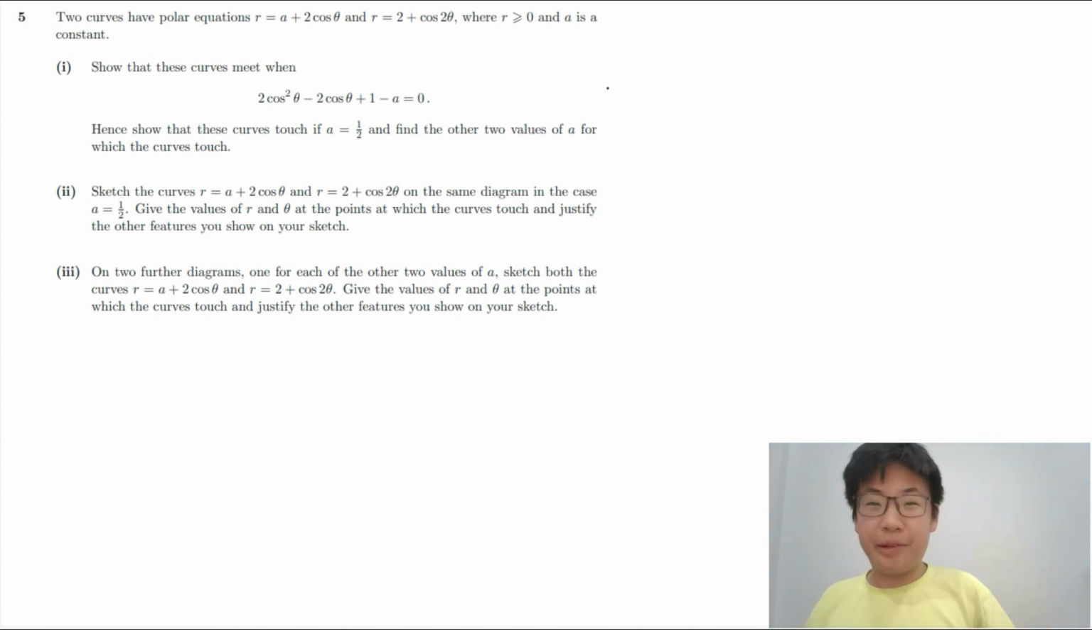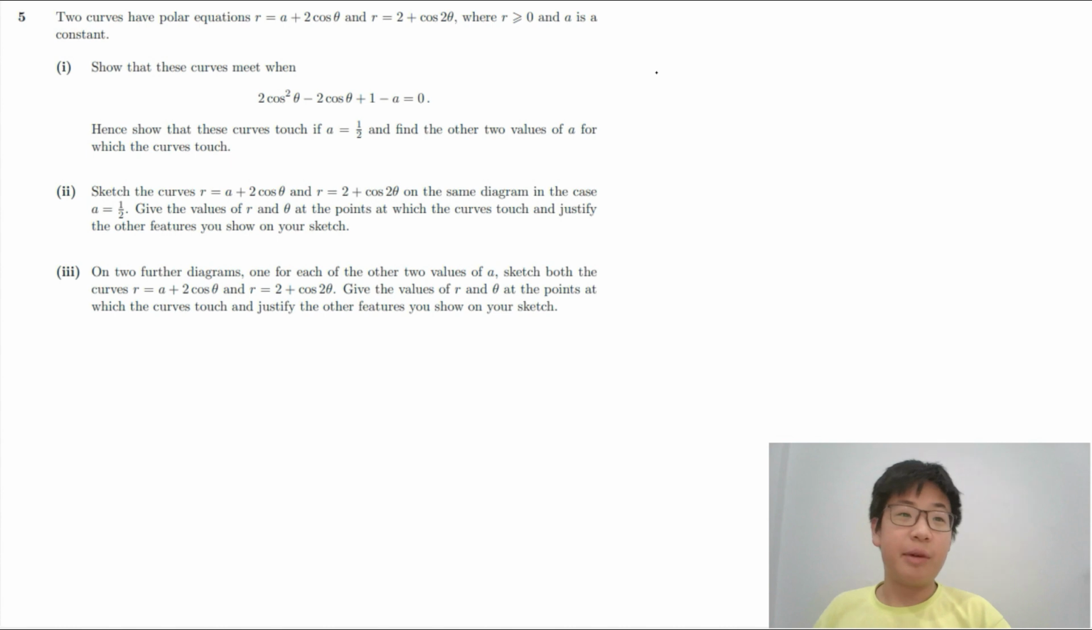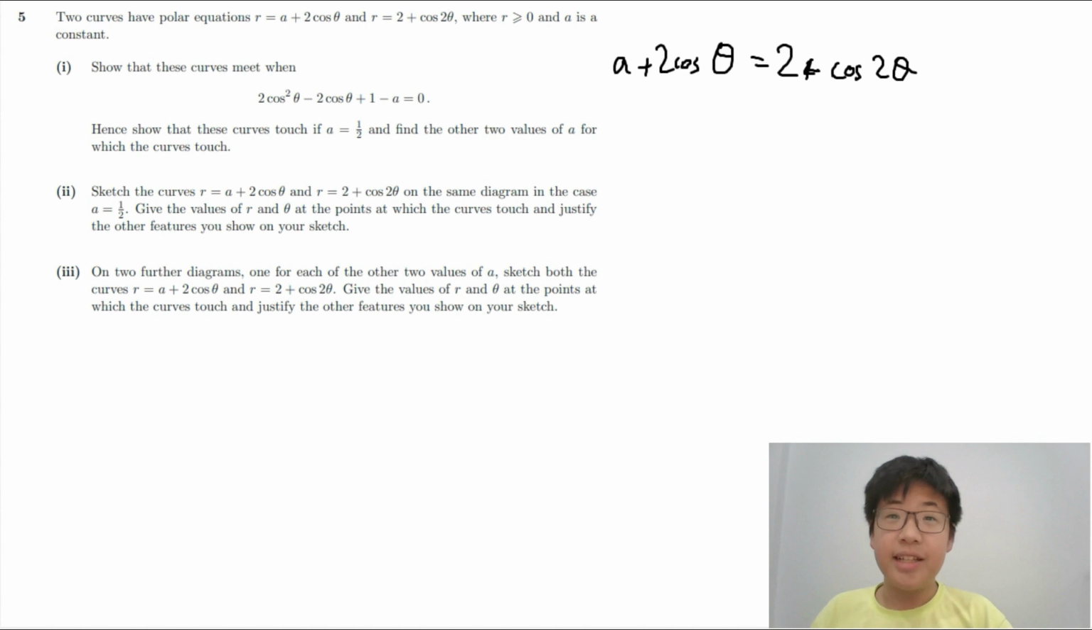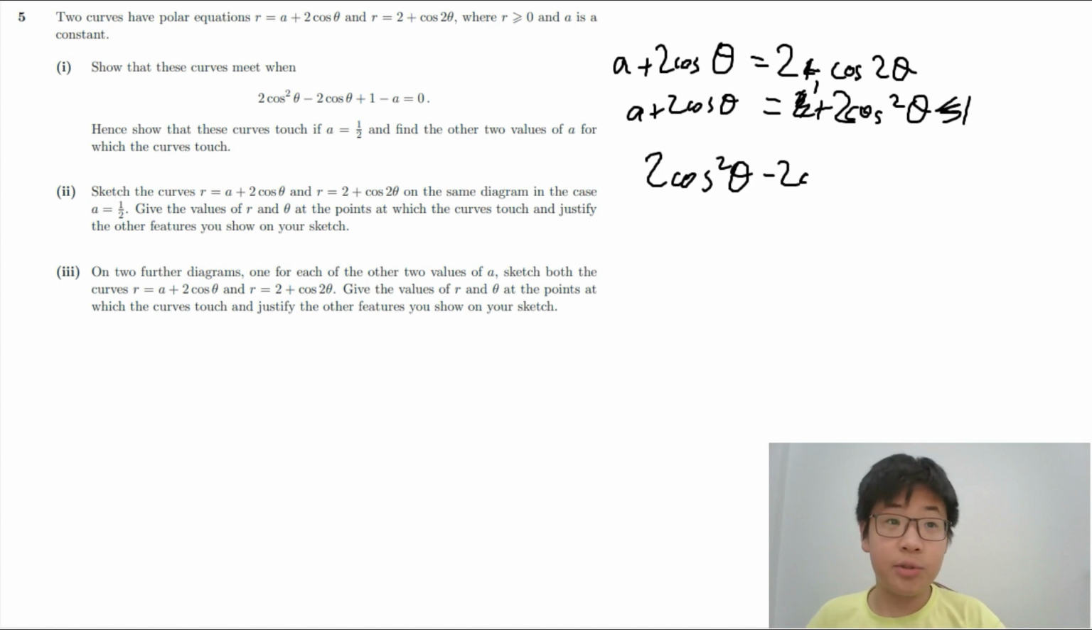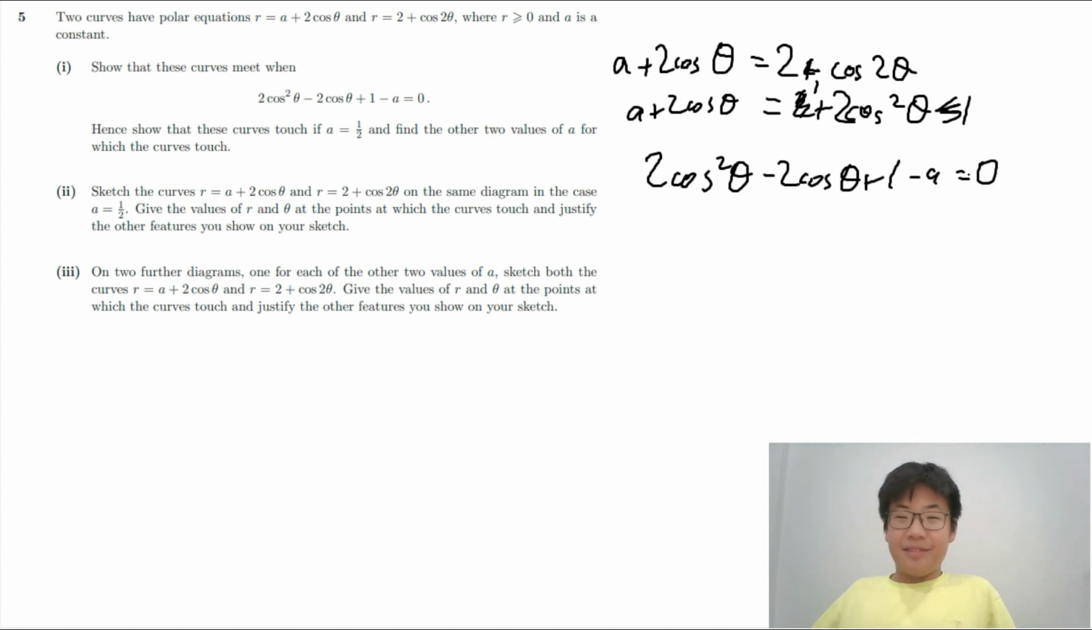Anyway, the only algebraic manipulation we're going to do is show that these curves meet when 2 cos squared theta blah blah blah. So, first we equate the 2 curves together, and then you get a plus 2 cos theta equals 2 plus 2 cos squared theta minus 1. And then you have 1 here. And then you have 2 cos squared theta minus 2 cos theta plus 1 minus a equals 0. There! We're done with the algebraic manipulation. Now let's pop over to Desmos and see what nice things come out.